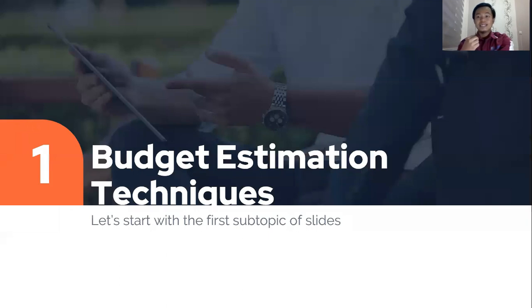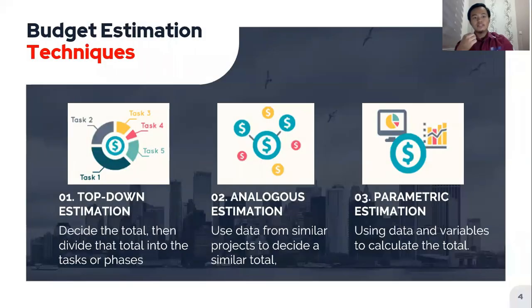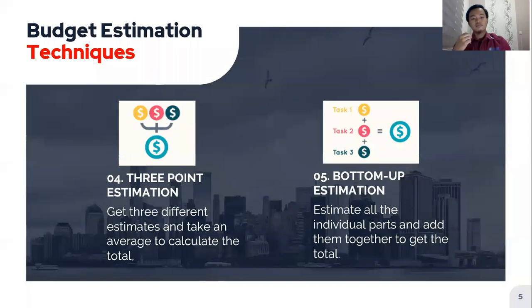Alright, budget estimation techniques. Budget estimates are predictions which are used to plan strategies and budget. Budget estimation techniques are divided into five. First is top-down estimation. Second, analogous estimation. Third, parametric estimation. Fourth, three-point estimation. And lastly is bottom-up estimation. Bottom-up estimation is the most effective way to make an estimation.